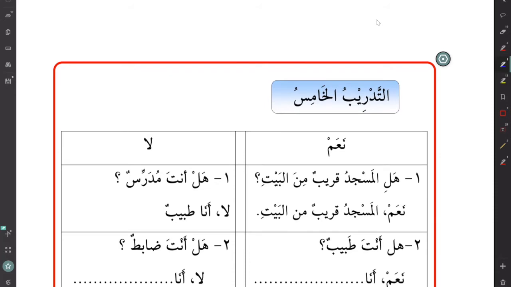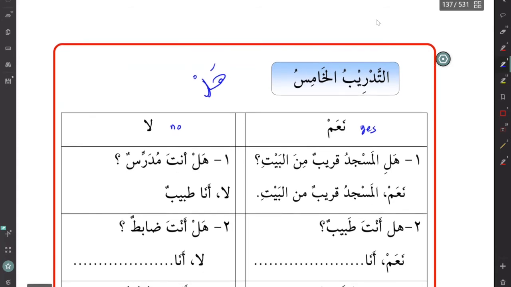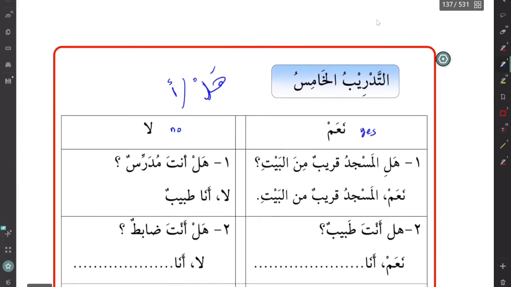Here they are showing you how to answer the question of hal. We had seen this type of question before. Hal is basically asking you a yes or no question. When someone asks you with hal, you have to answer either by naam, which is yes, or la, which means no. There's another tool you can use instead of hal, which is hamza. I don't know if the book will introduce it, so I'll just mention it here. Whether you say hal or a, they have exactly the same usage and meaning.